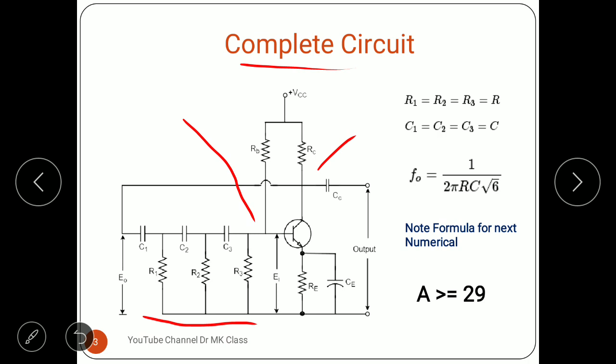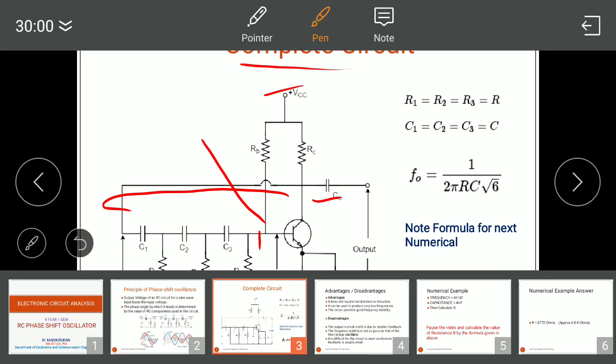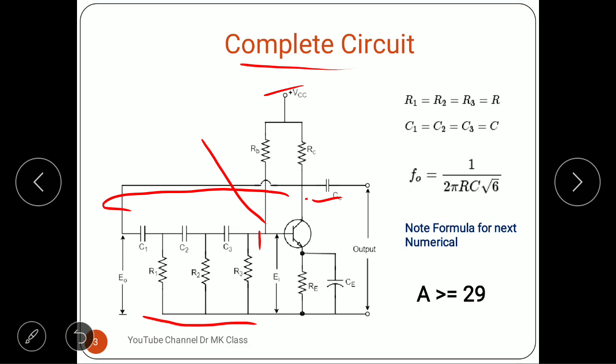The operation of this circuit is very simple. When you switch on the power supply VCC, a small noise will be generated at this point. Sinusoidal noise will be generated, which will be amplified and come to the collector, and that noise will be fed back to the RC phase network. Then again there is a 180-degree phase shift at this point, it is amplified by the amplifier, again it comes to the collector point, and again it is fed back. It continues until a certain amount of voltage is generated.